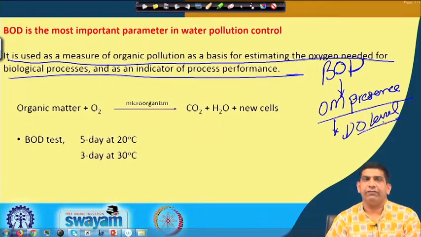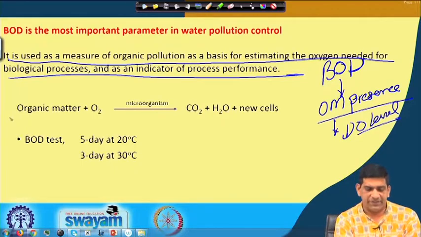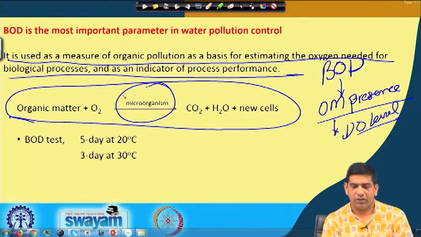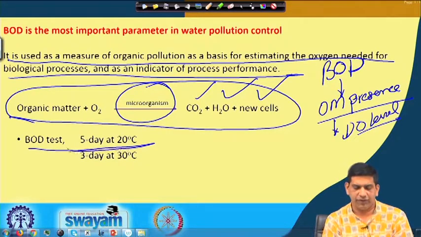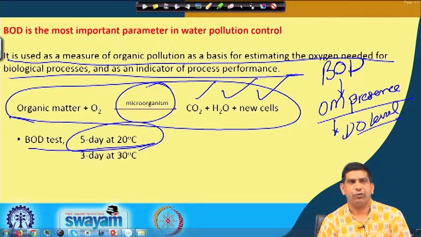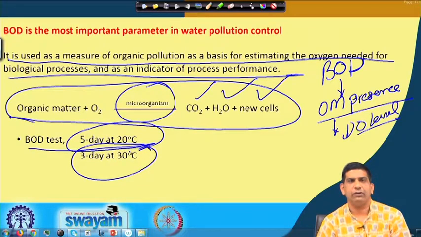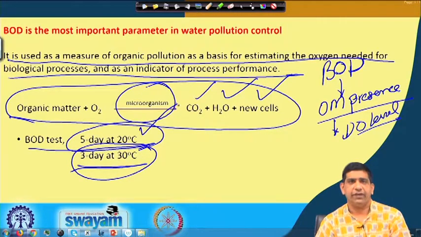and low DO level creates a lot of problems for aquatic species, for the health of the water. So what happens here? Organic matter with oxygen, in the presence of microorganisms, will produce CO2, water, and new microorganisms. The BOD test, we do it for 5 days. That's the internationally accepted protocol, 5 days at 20 degrees centigrade. But in Indian conditions, or temperatures similar to Indian conditions, we also do 3 days at 30 degrees centigrade.